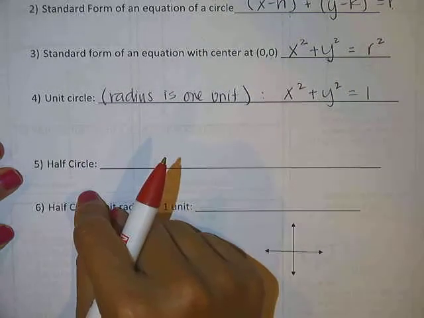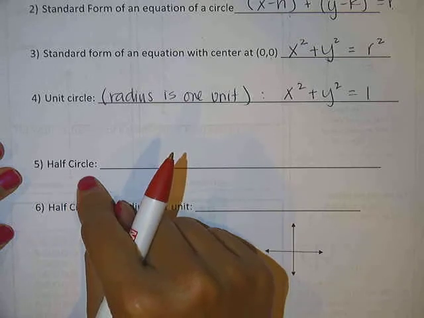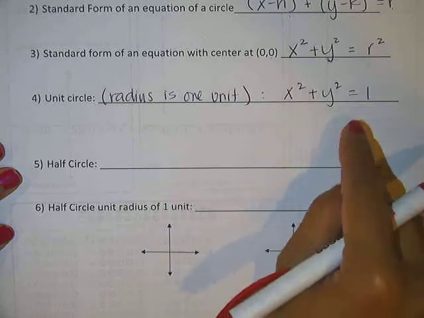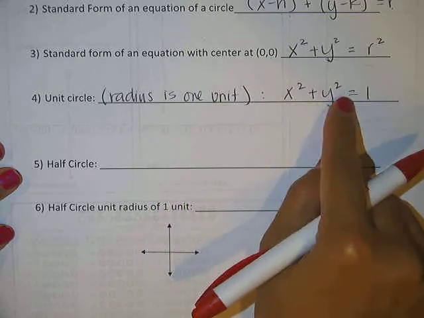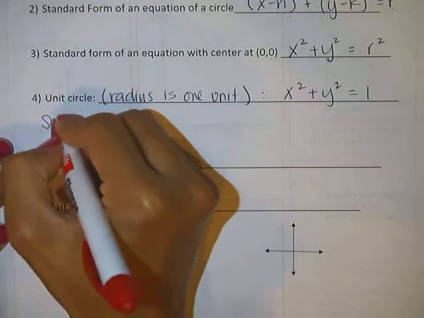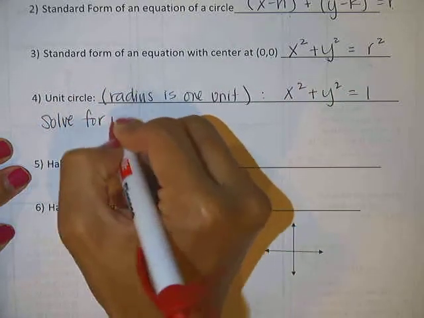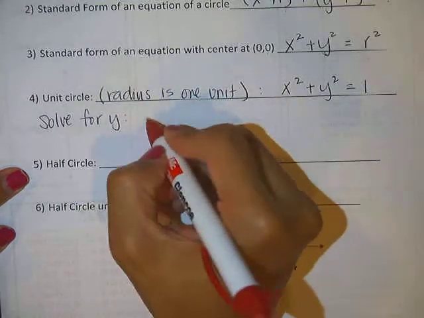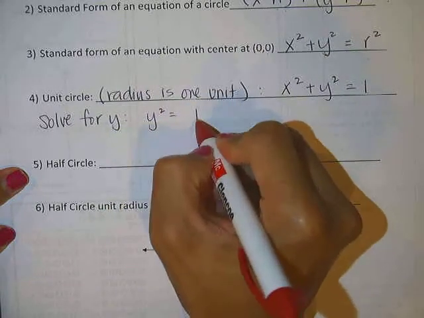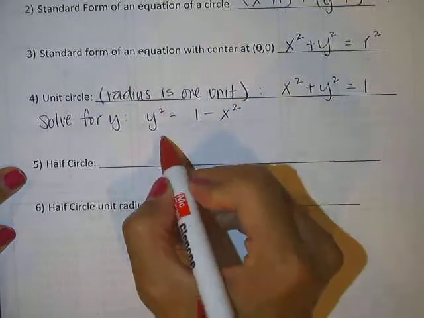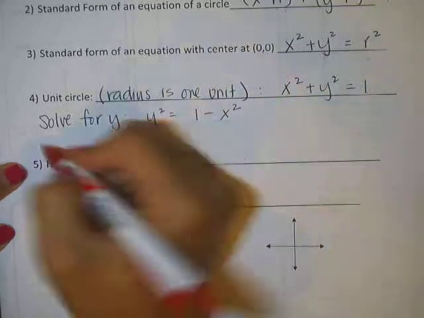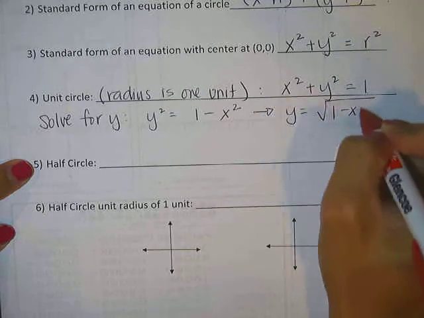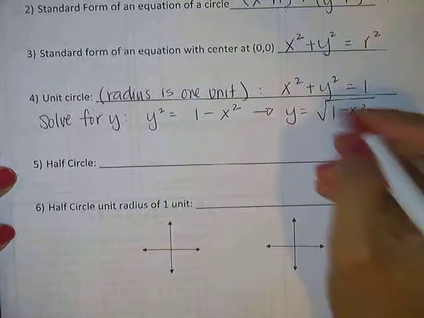All right, half circle. What that means is we're going to take this equation right here, and I want to solve for y. So the first thing I'm going to do is subtract x squared to the other side. Now I've got y squared equals 1 minus x squared. Then to solve for y, I need to take the square root. So y equals the square root of 1 minus x squared. But anytime you take a square root, there's a positive and a negative.